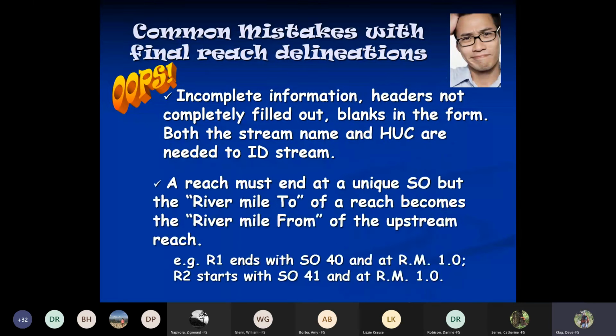A reach must end at a unique sequence order, but the river mile to of a reach becomes the river mile from of the next. So, for example, say reach 1 ended at SO40 and river mile 1, reach 2 would start at SO41, but also start at river mile 1.0.